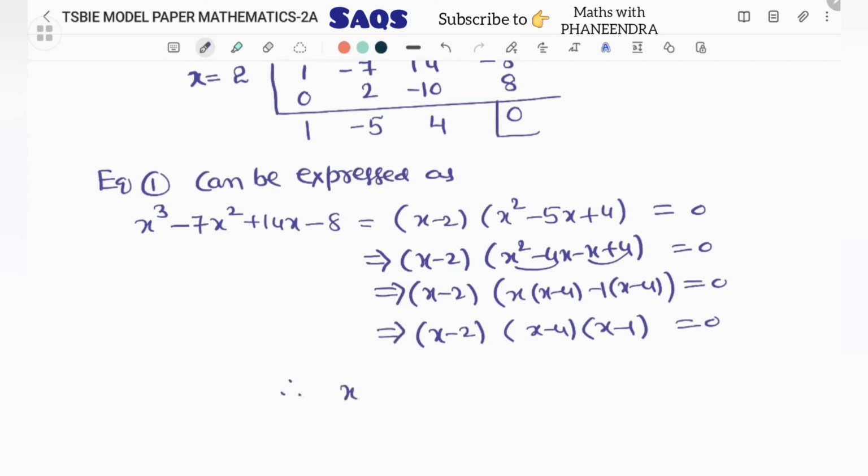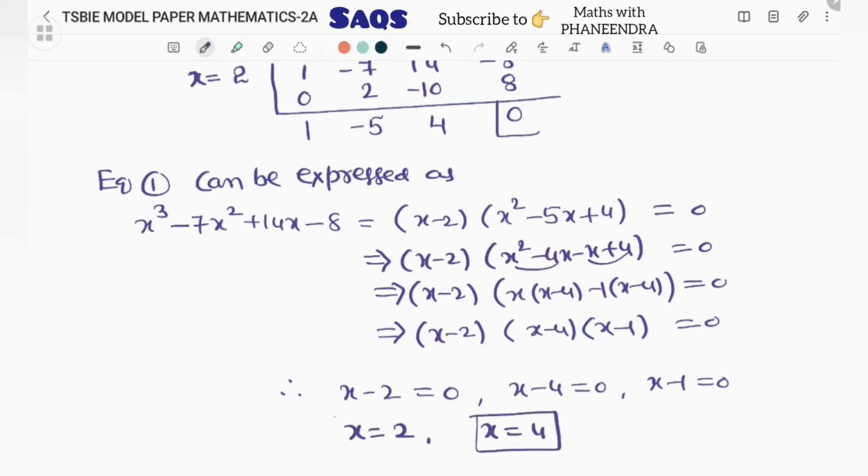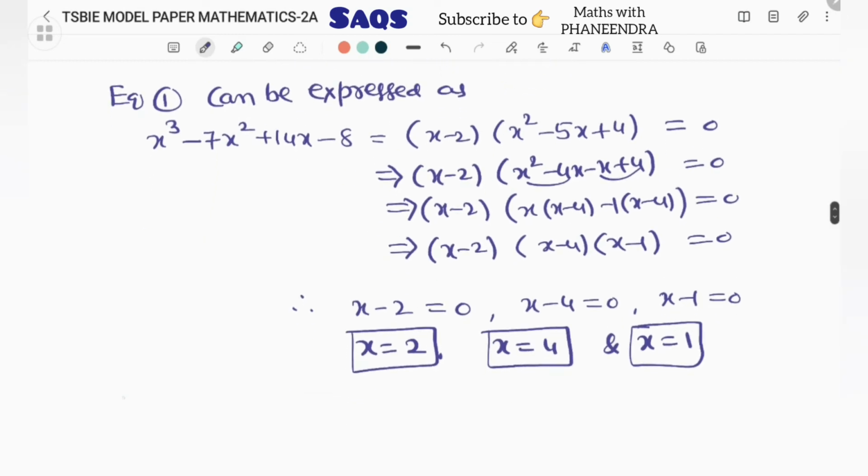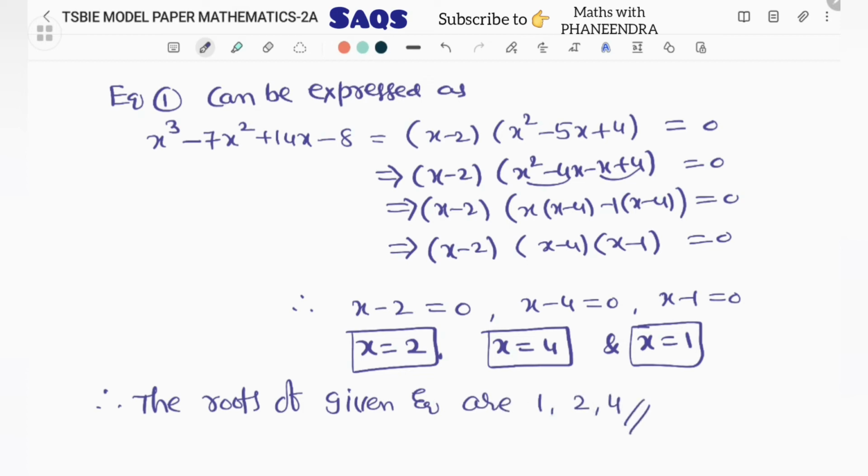Therefore x minus 2 equal to 0, x minus 4 equal to 0, x minus 1 is equal to 0. Therefore x is equal to 2, x is equal to 4, and x is equal to 1. So this is the way we will get the roots. Therefore the roots of the given equation are 1, 2 and 4. We'll move to the next question.